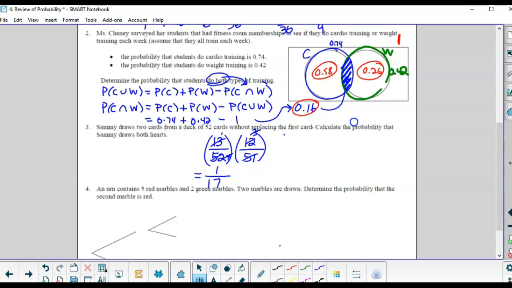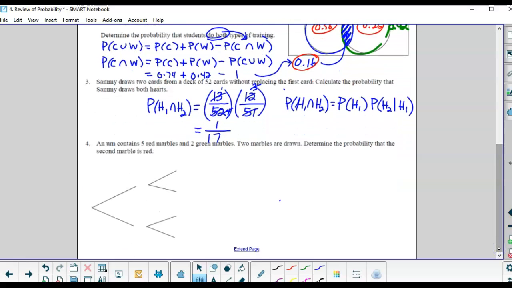So really we did the probability of the first heart times the probability of the second heart given that the first was a heart, and that's the probability of H1 intersect H2. Okay, so this is the probability of H1 intersect H2. Okay, next one, sometimes tree diagrams are helpful.